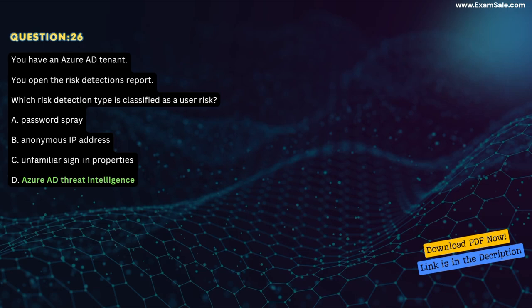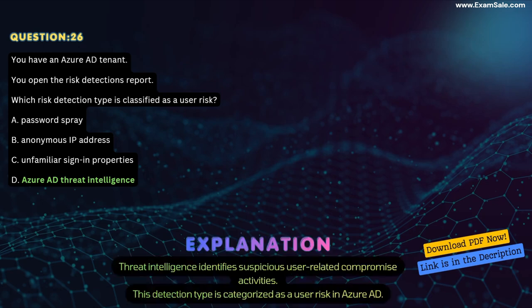Azure AD Threat Intelligence. Explanation: Threat Intelligence identifies suspicious user-related compromise activities. This detection type is categorized as a user risk in Azure AD.